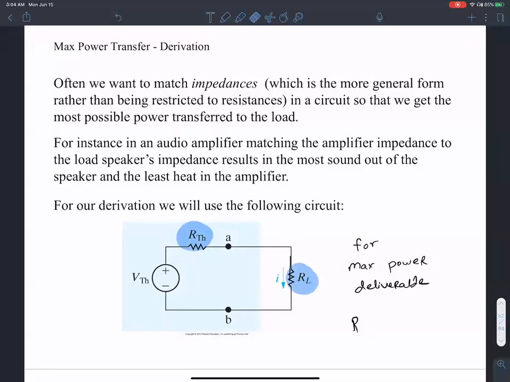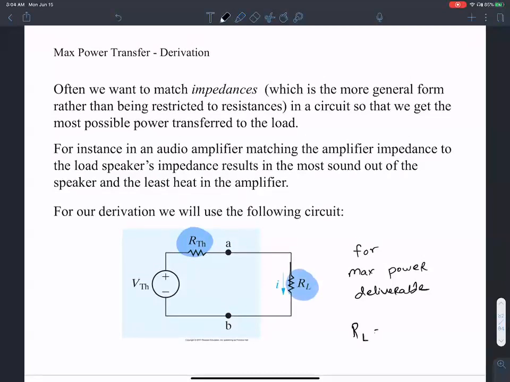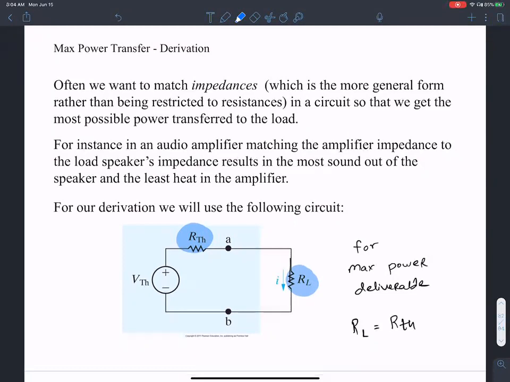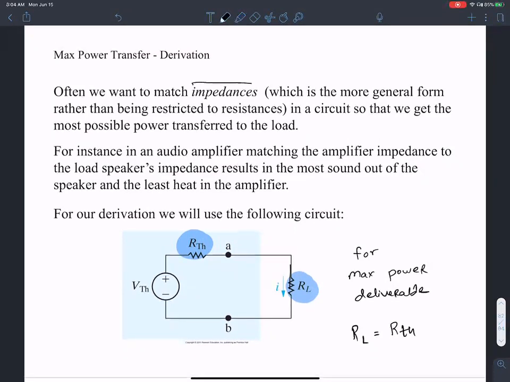our load should match our Thevenin. That's the idea. And then, as some of you pointed out in the last class, it really has to do with matching impedances when you're connecting an antenna, the load resistance to the antenna resistance, and so on and so forth. Okay, often we want to match impedance. Impedance is a general form of resistances.